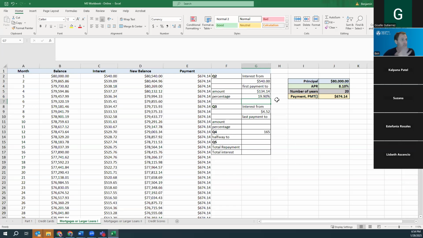Again, it's not them cheating. That's by design how amortization works. And that's the same in any type of loan, car loan, home loan, student loan. At the beginning, the vast majority of your money is going to pay interest.